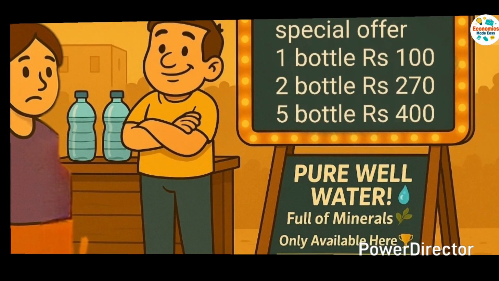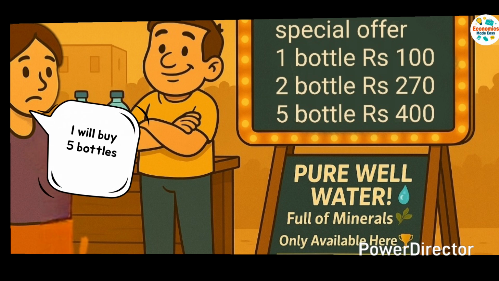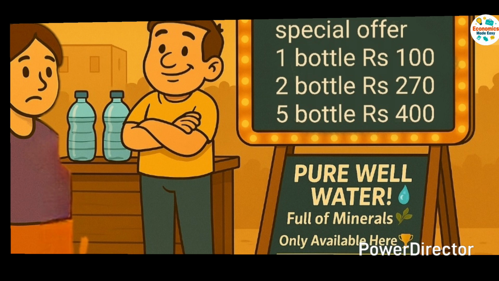Mr. Totalful puts up a menu. One bottle rupees 100, two bottles rupees 270, and five bottles rupees 400. The more you buy, the cheaper per bottle. Mr. Totalful knows people who want more will go for bigger packs, but they still pay more overall. One customer says, "I guess I will buy three. It feels like a better deal." This one is called second degree price discrimination. Price varies by quantity or version, like our electricity bill. The more you use, the higher the rate.